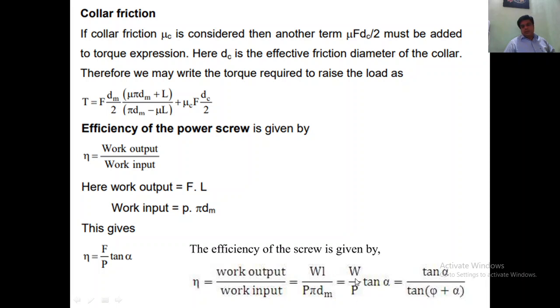And also we know that P is equal to W tan of phi plus alpha. So you substitute that, and we get this equation, tan alpha by tan of phi plus alpha. The phi is the pressure angle here, because P is equal to W tan of phi plus alpha. So substitute this, W would get cancelled and we get this term. So you can use any of these terms to calculate the efficiency of the power screw.